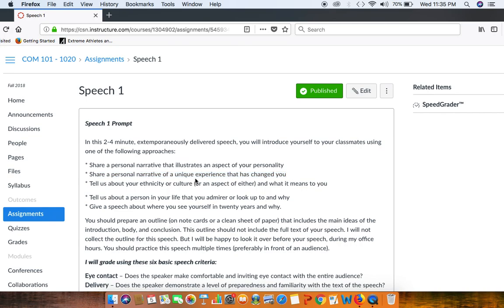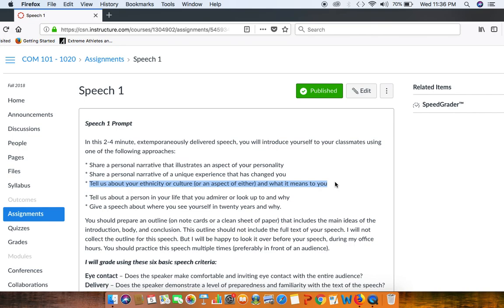The third choice that you could pick is to tell us about your ethnicity or culture, or an aspect of either and what it means to you. I really like this one. I think it's an important aspect of identity, and it's just fun to hear about different cultures. And so, you could talk about family traditions or holidays or food or music that you practice in your culture and you want to share with us.